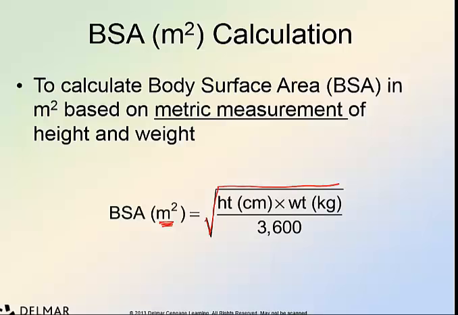So again, body surface area, using metric measurements, would be height in centimeters times weight in kilograms divided by 3,600, and then take the square root after that.